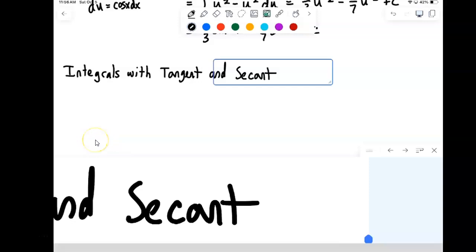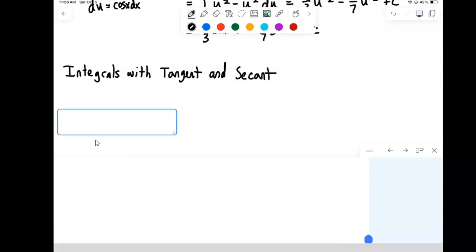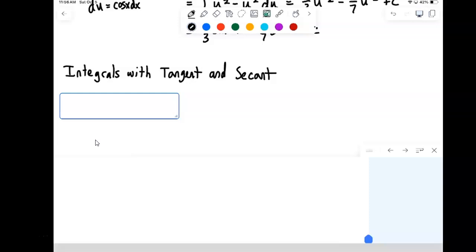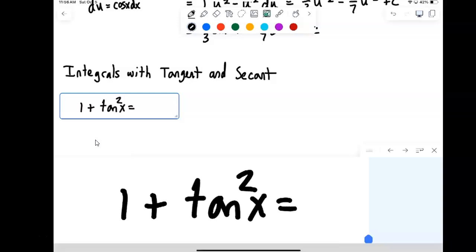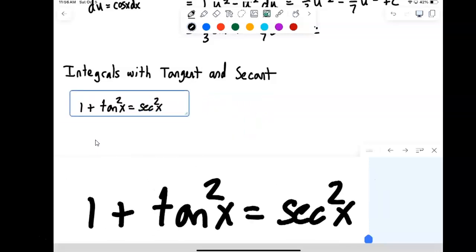Okay, so now we want to look at integrals involving tangent and secant. There's a few results, first of all, that we need to be aware of as we're dealing with tangents and secants. The one main result is that 1 plus tangent squared equals secant squared. So that lets us either convert from tangent squared over to a secant squared, or secant squareds over to a tangent squared, much like we did with sine and cosine.